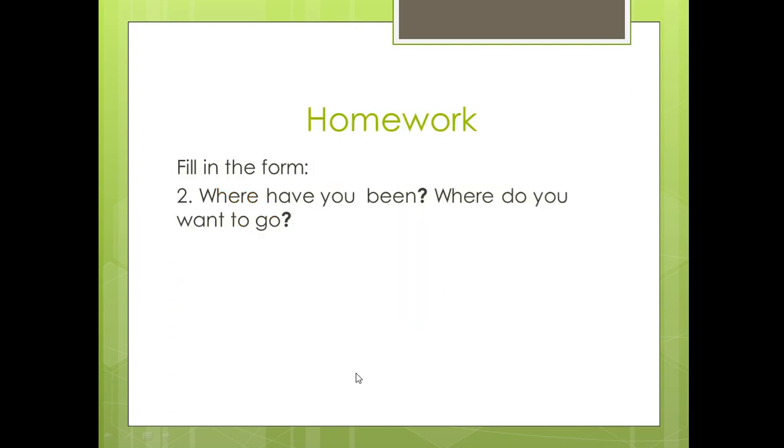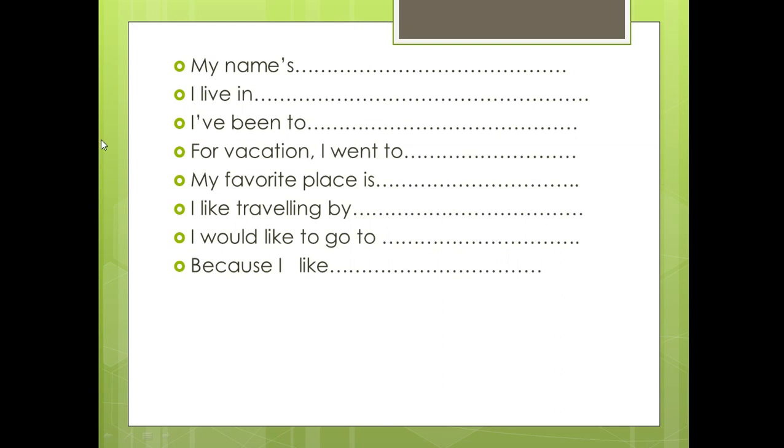Okay, so move to the last part. Homework. Fill in the form. Number 2. Where have you been? Where do you want to go? So I took this homework from the books. Here is the form that you all need to complete. My name is, I live in, I have been to, for vacation I went to, my favorite place is, I like traveling by, I would like to go to, because I like. So you need to complete this one and then give it to me on time.